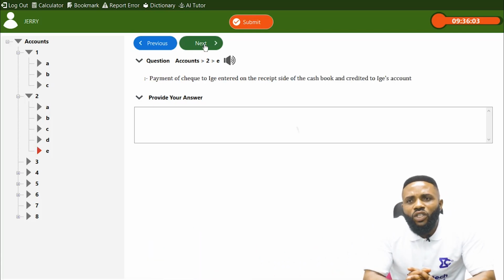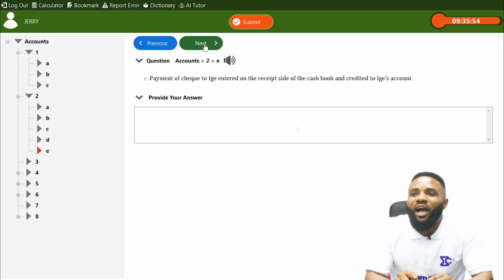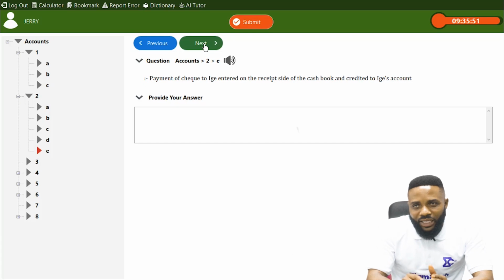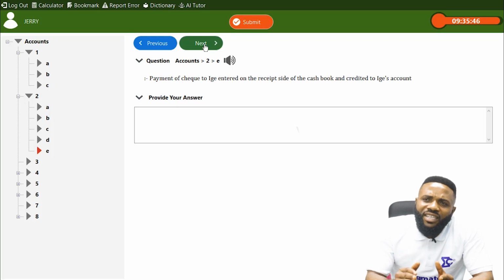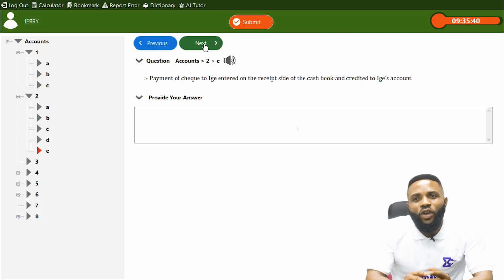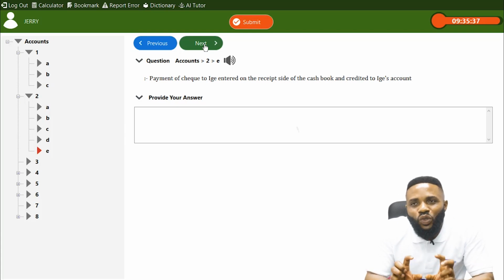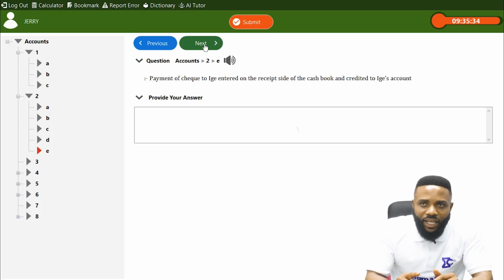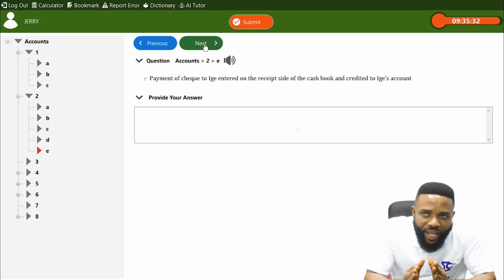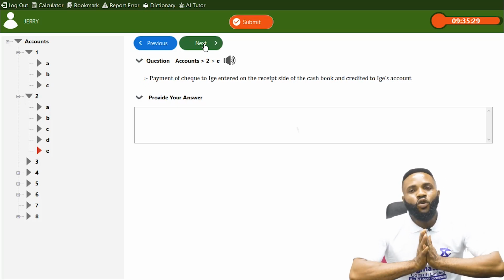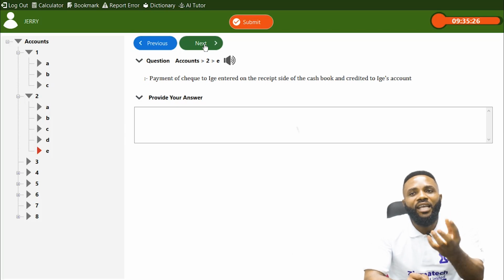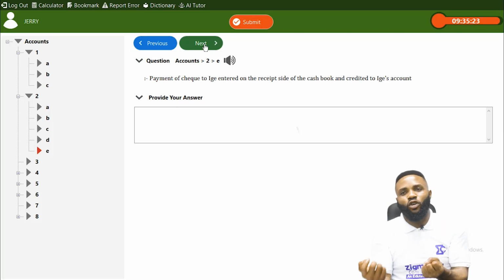Payment of check to Ige entered on the receipt side of the cash book and credited to Ige's account. Look at this. First of all, when you make payment to Ige, there are two accounts that should be affected. A payment of check to Ige. Let's stop there. You know that when you are making payment to Ige, Ige is receiving, and then that money is coming from somewhere. They say it is check.